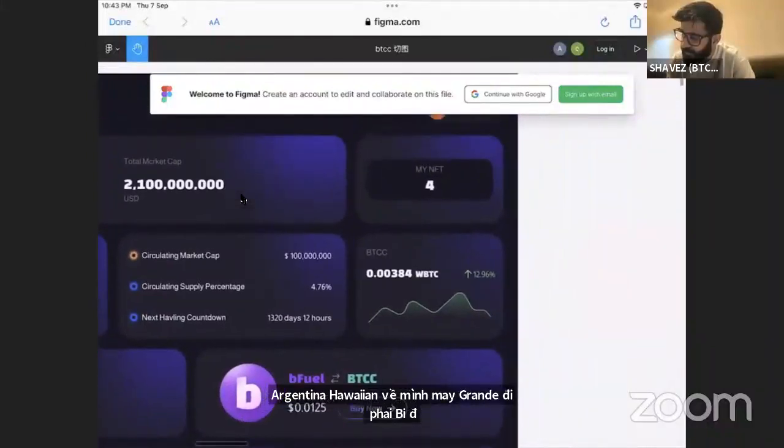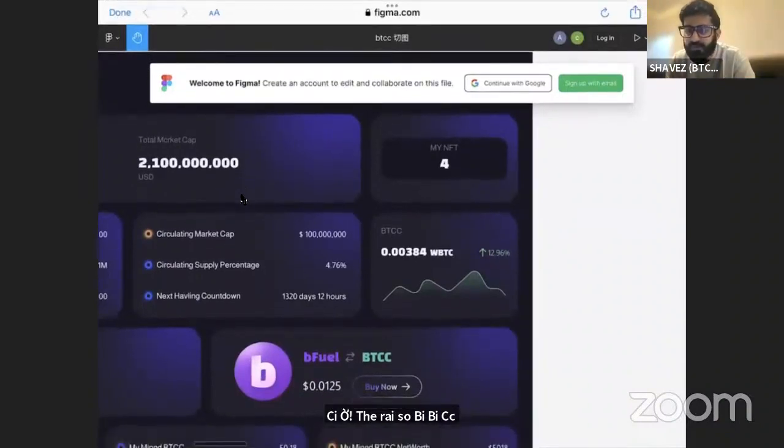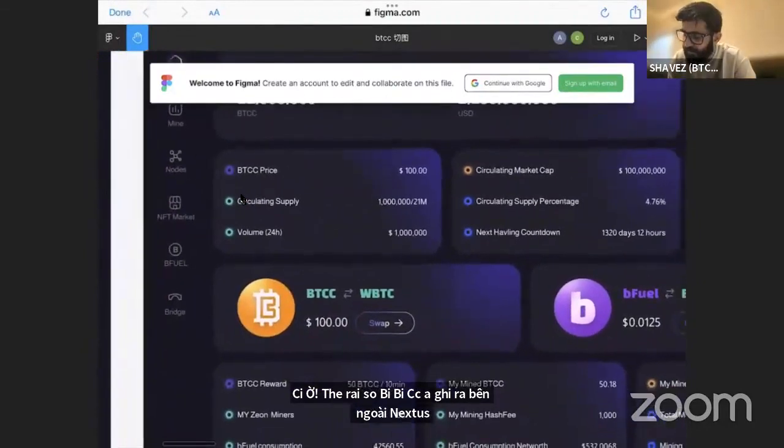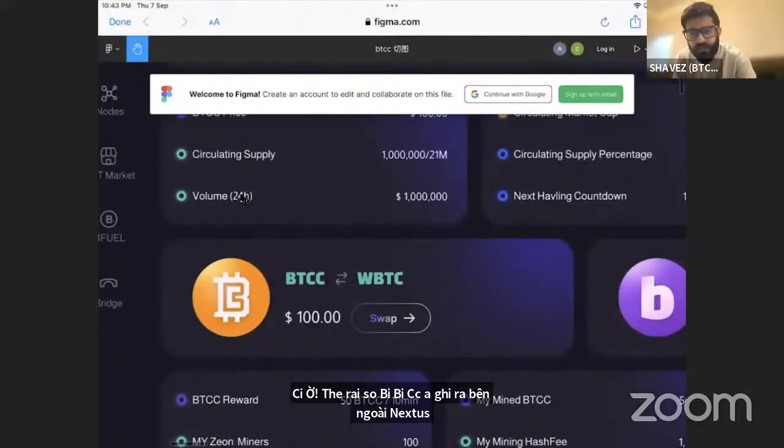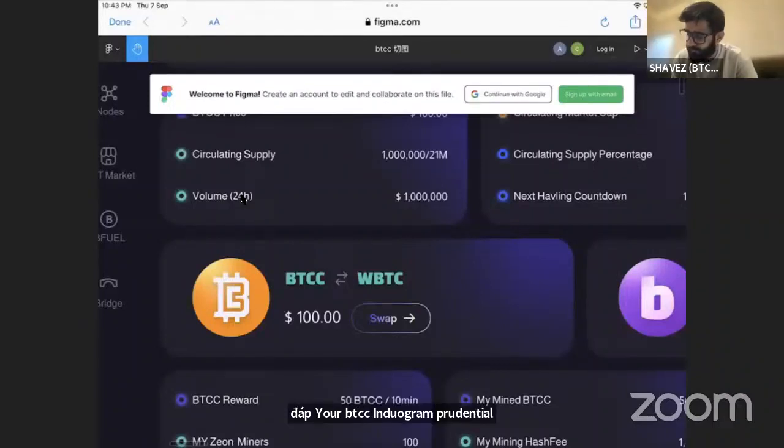Here you can see the price of BTCC against wrapped Bitcoin. Here you can see swap, which is internal in the dApp, and you'll be able to swap your BTCC into wrapped BTCC with a bridge.